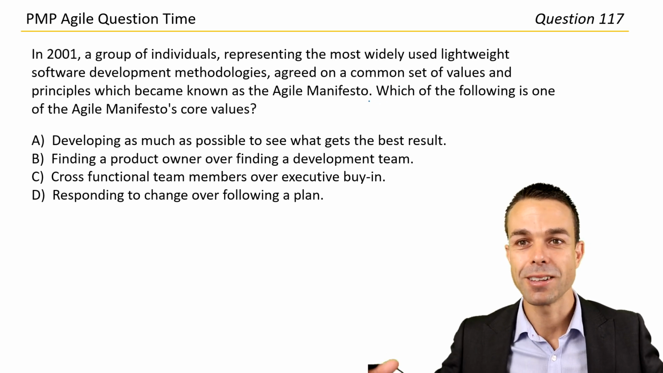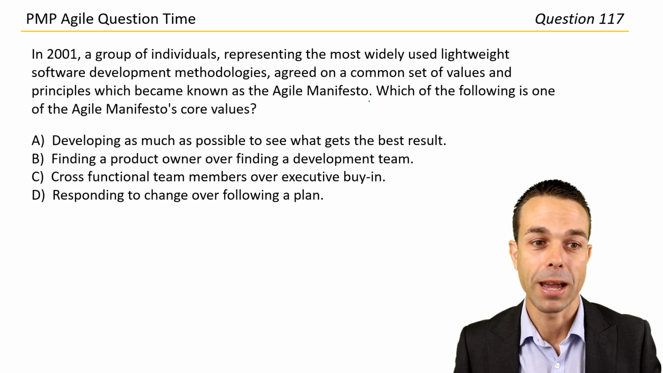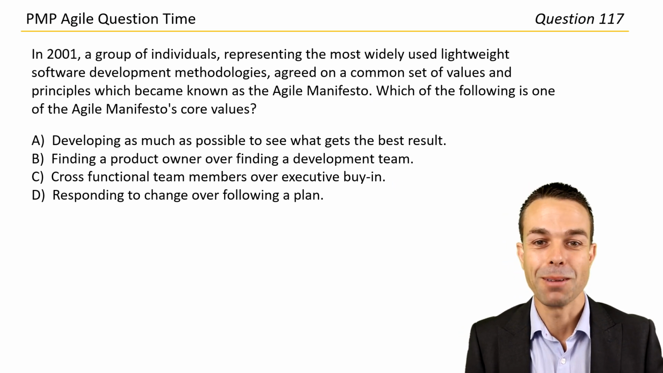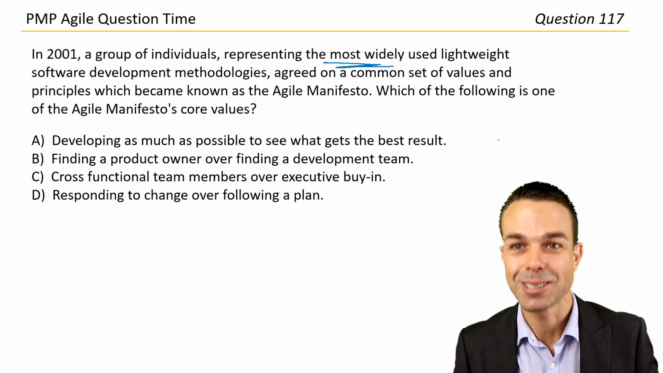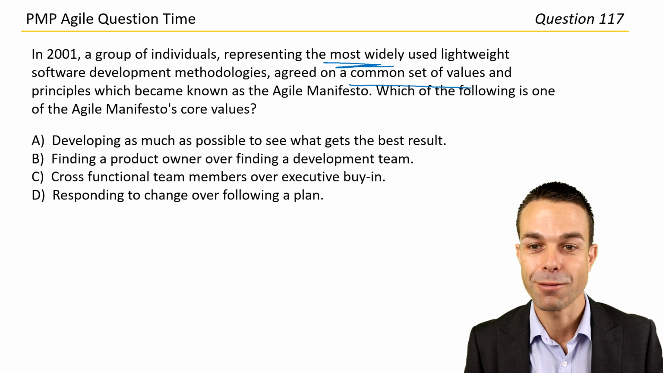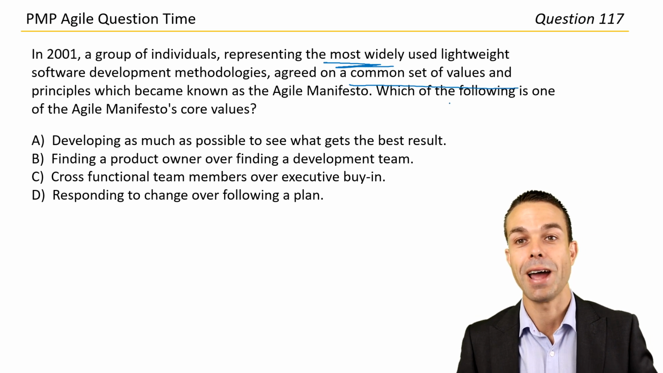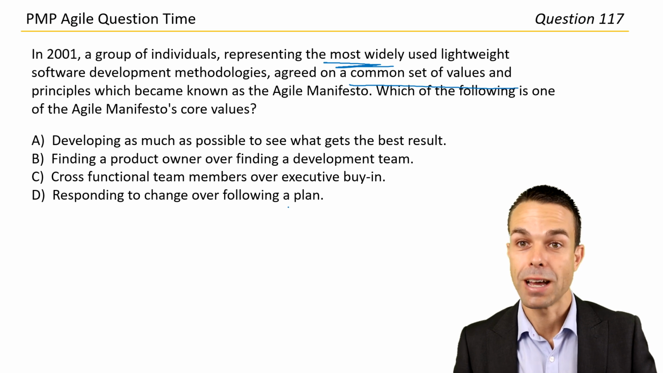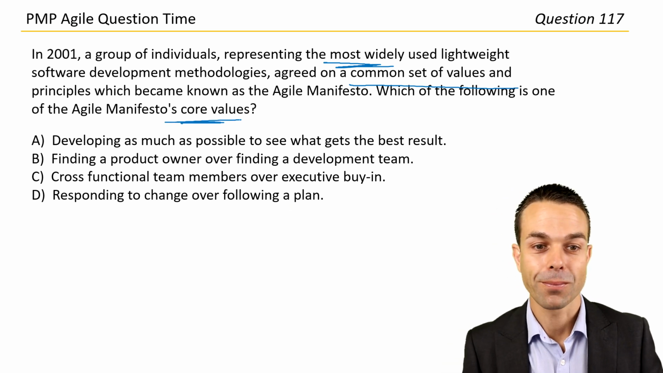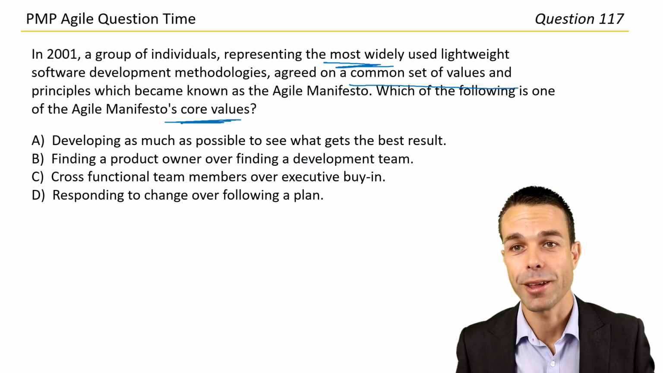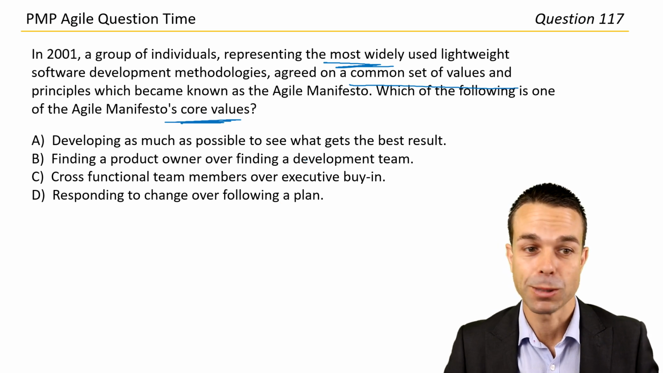So this is the high level where Agile came from. In 2001, a group of individuals representing the most widely used lightweight software development methodologies at the time agreed on a common set of values and principles that became known as the Agile Manifesto. Which of the following is one of the Agile Manifesto's core values? These are my favorite, and these will feed into everything that we do from an Agile perspective.